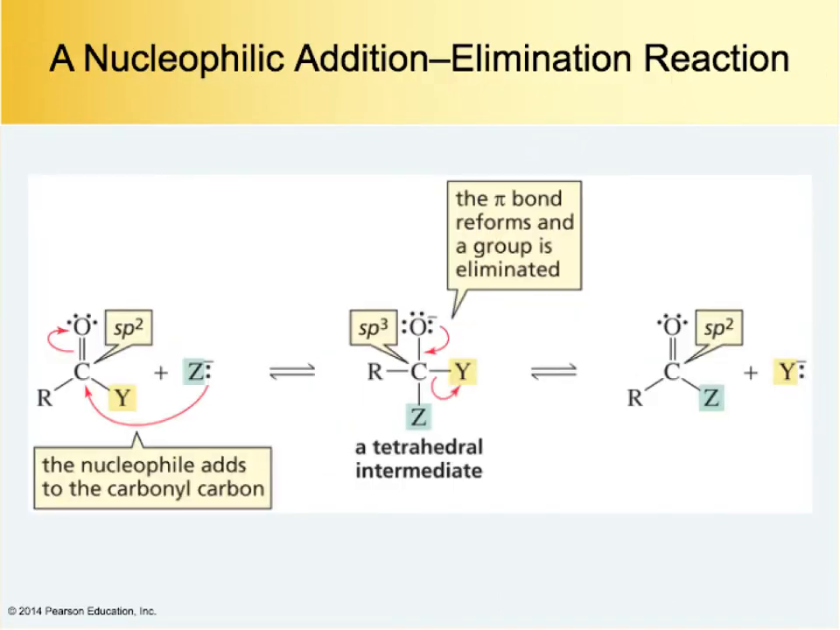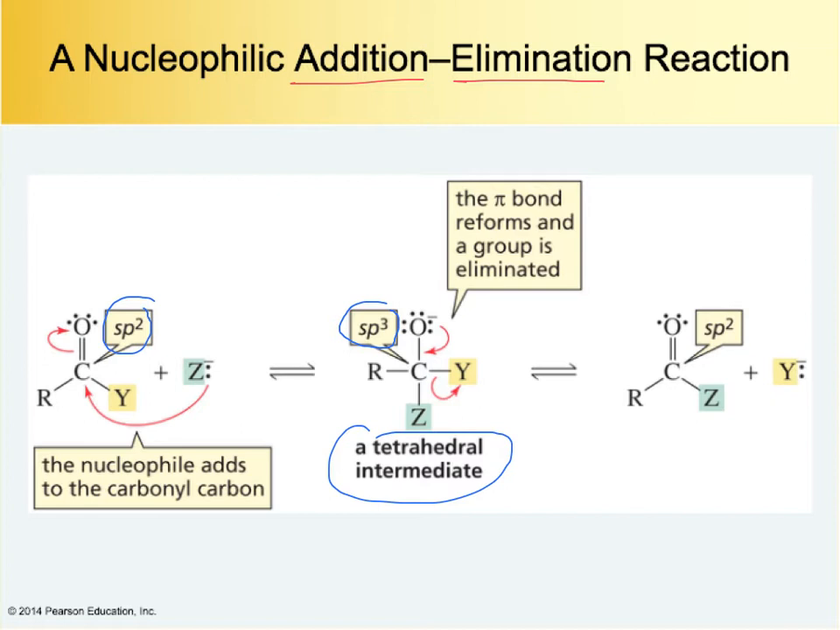What that mechanism is called is addition-elimination. So you first do an addition. We first add in a nucleophile to attack the sp2 hybridized carbon, kicking up the pi electrons. We form something called a tetrahedral intermediate. Notice the carbon here was sp2, and then it became sp3, so that's the addition.